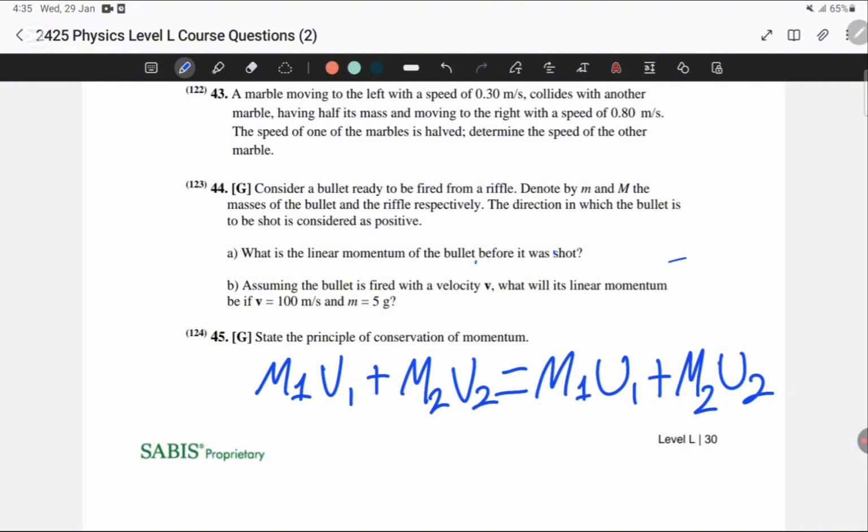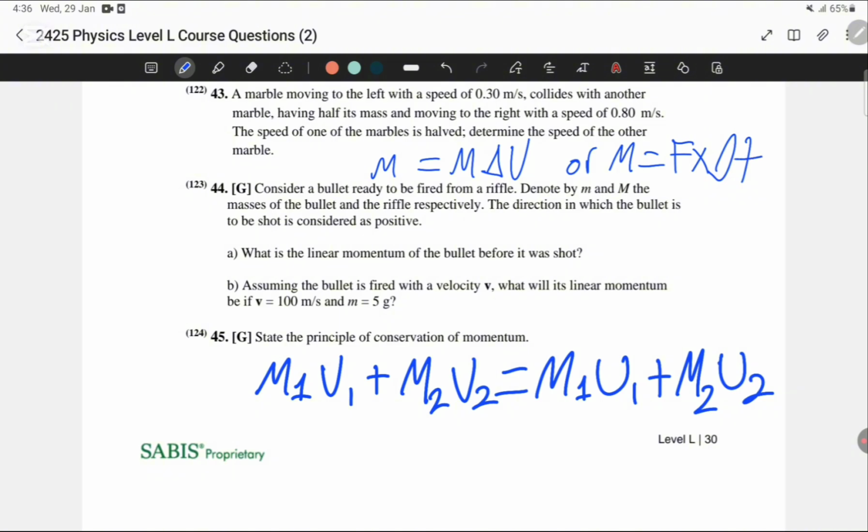Okay, assuming the bullet is fired with the velocity v, what will its linear momentum be? Momentum is equal to mass times velocity. There are two formulas for it: impulse is equal to, or here momentum, mass times change in velocity, or force times change in time.